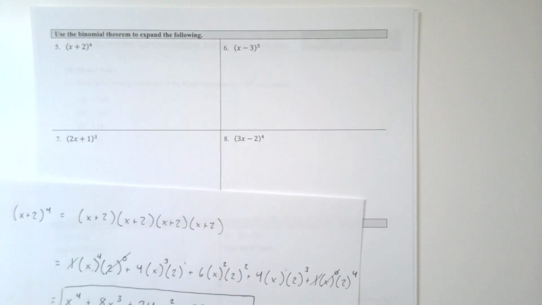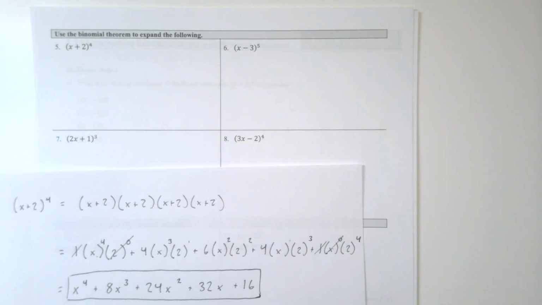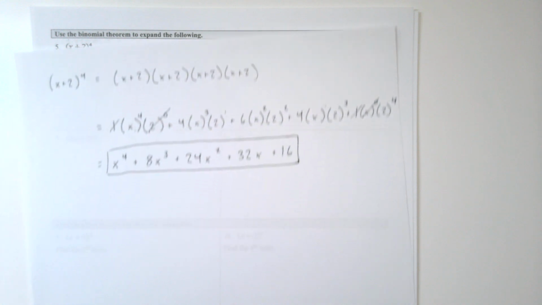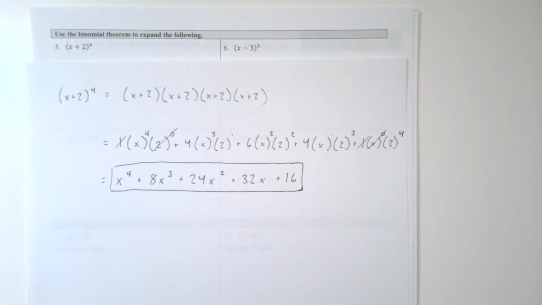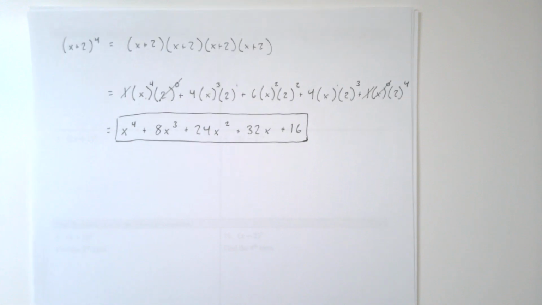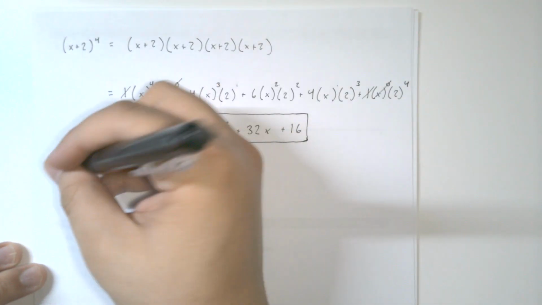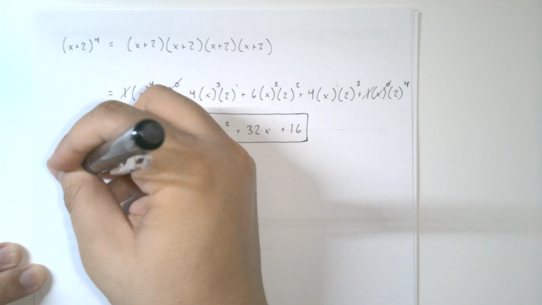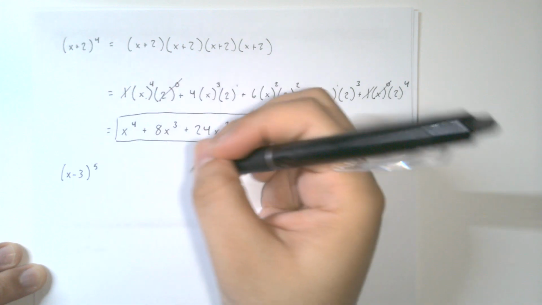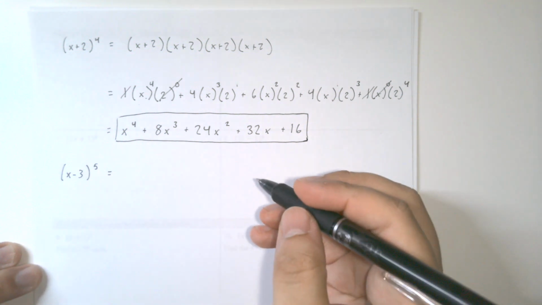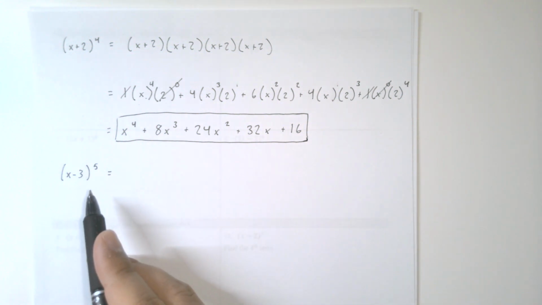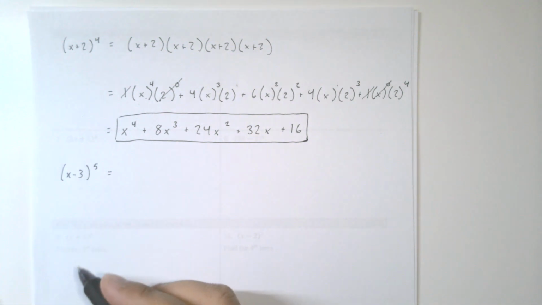Next up, we have number 6, x minus 3 to the 5th power. So let's write that out. X minus 3 to the 5th. So again, we could multiply all that out manually, but that's not going to be very efficient. So what we want to do instead is use the binomial theorem.